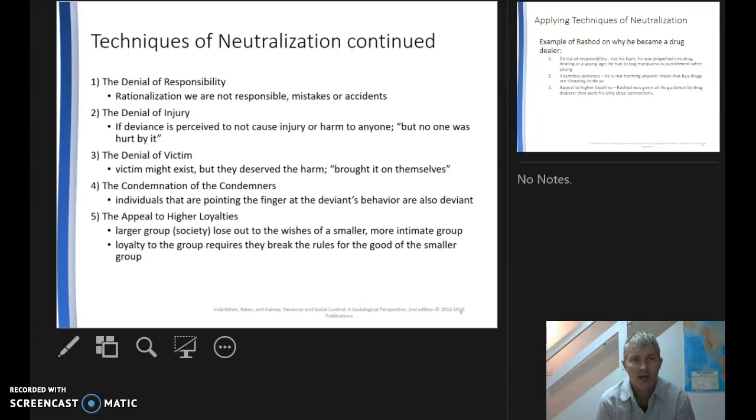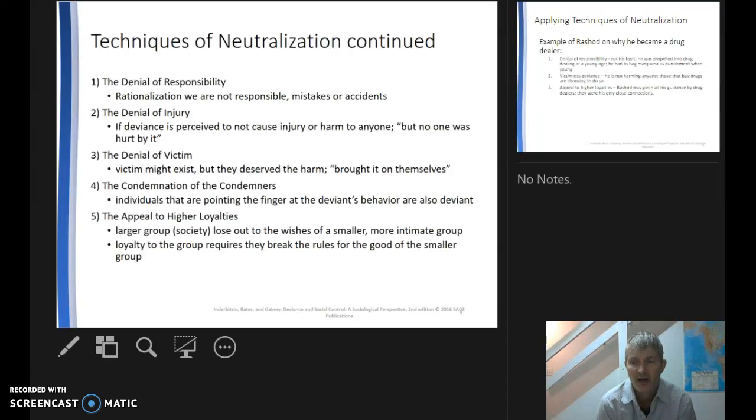So for Sykes and Matza, the techniques of neutralization include the denial of responsibility, essentially saying, well, I'm not responsible for those folks' behaviors. A denial of injury: well, I didn't hurt anybody, so what's the big deal? The denial of the victim: well, I don't even know if there's an existing victim or not. And you know what? They probably deserved what they got in the first place. They brought it on themselves. The condemnation of the condemners: well, those in glass houses shouldn't throw the first stone. Don't point your finger at me, because we know that you're deviant as well.